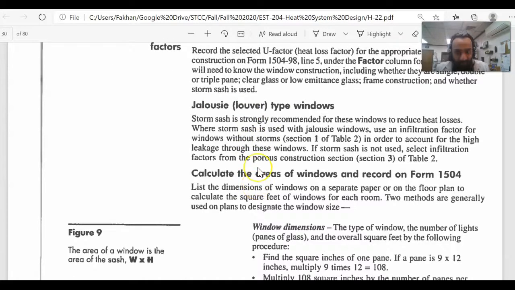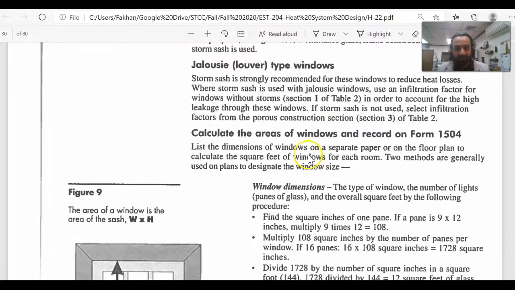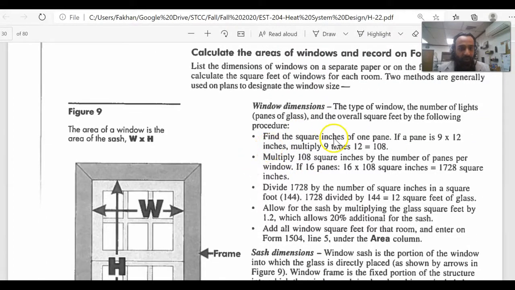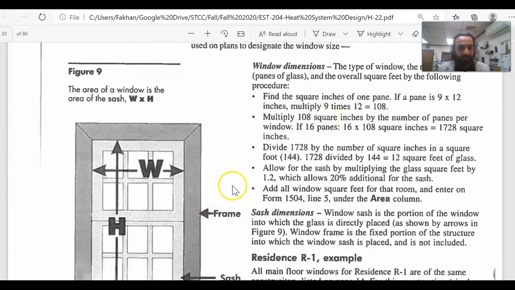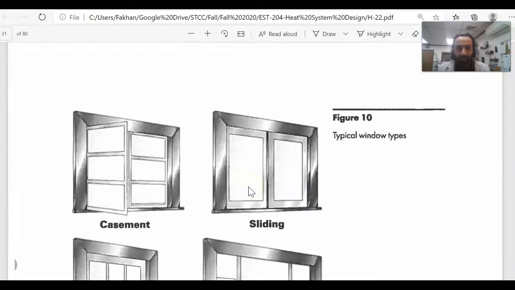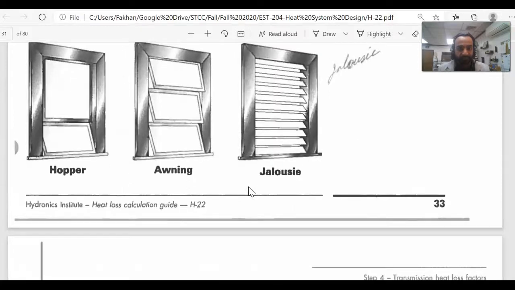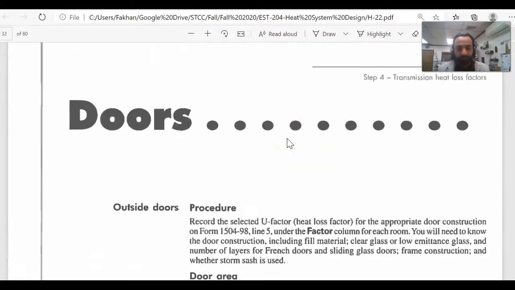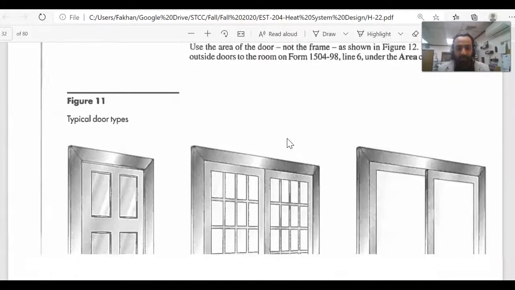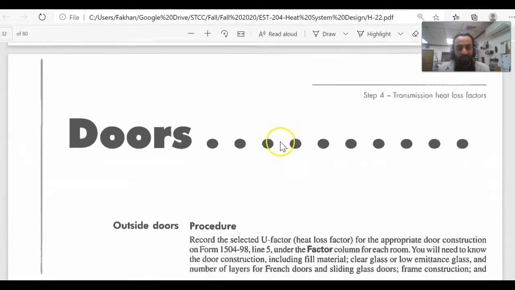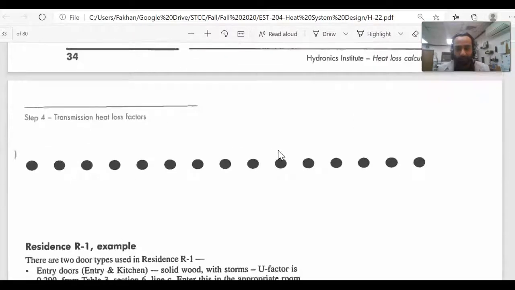Storm sash is strongly recommended for these windows to reduce the heat loss. Where storm sash is used with jalousie windows, use the infiltration factor for windows without storms in order to account for the high leakage through these windows, in case you have some of these. For the windows, you're going to go with the area of the window, not the frame. Type of windows, this is jalousie window. Doors. Again, we're only heating doors to the outside. Inside doors do not count.